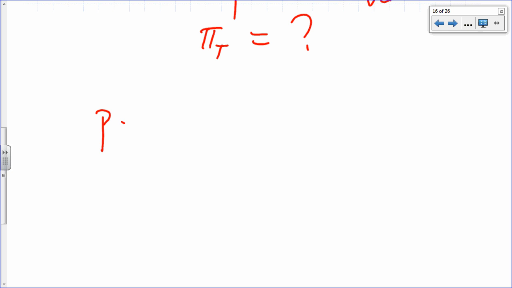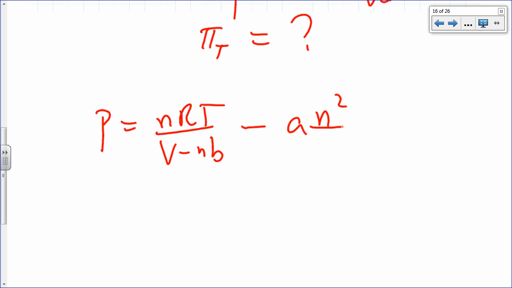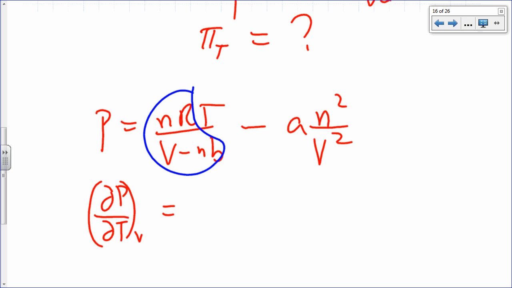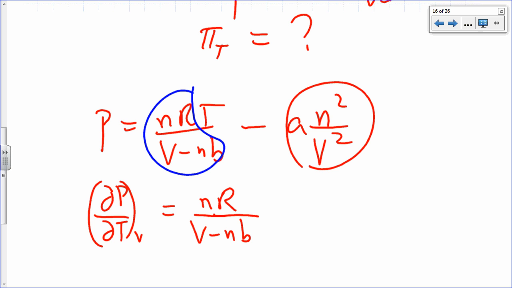The van der Waals equation: P equals nRT over V minus nb, minus a n squared over V squared, right? So what's partial of P with respect to T at constant V for a van der Waals gas? This whole thing is constant. So that's just going to be nR over V minus nb, and this whole thing is constant, so minus 0. So that's easy.